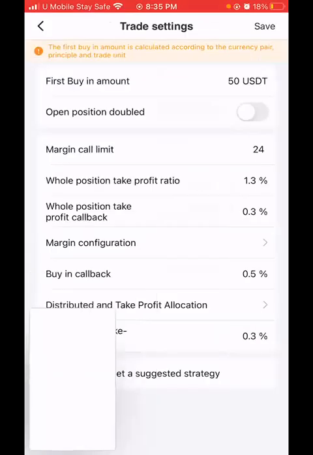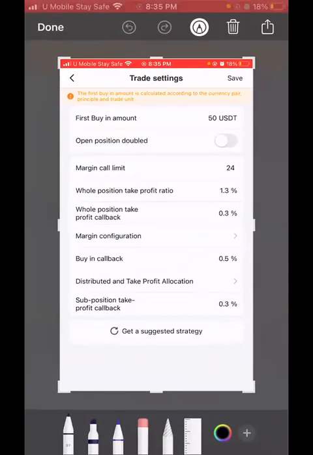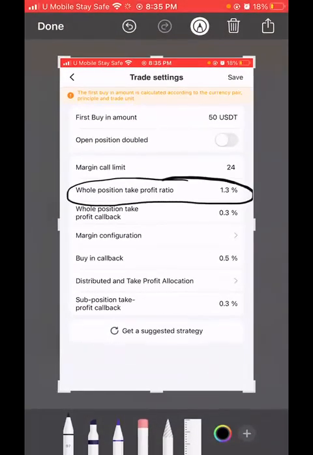Okay, what is the next step? Hold position, take profit ratio. What does this mean?